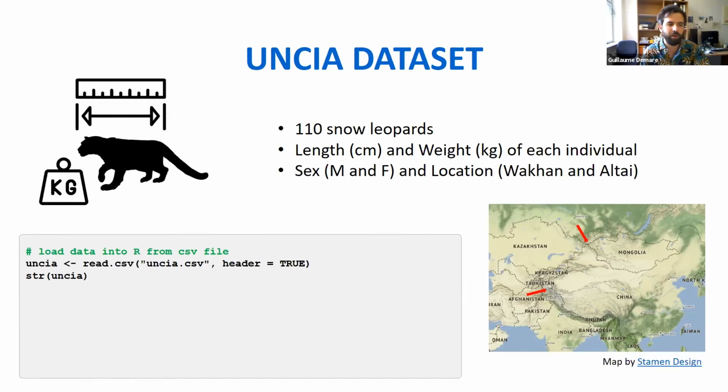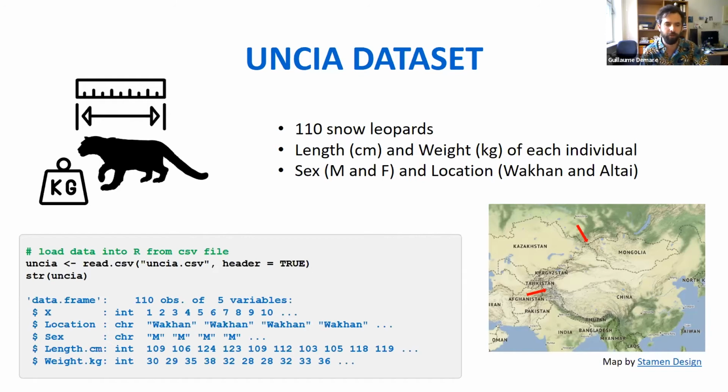If you type str after loading this CSV file and creating the object uncia, if you look at the structure of uncia, it should return that it is a data frame with 110 observations and 5 variables. So that's 110 leopards, these are all the rows, and 5 variables. The first variable is called X, which would be an integer from 1 to 110. That's just the row number, essentially.